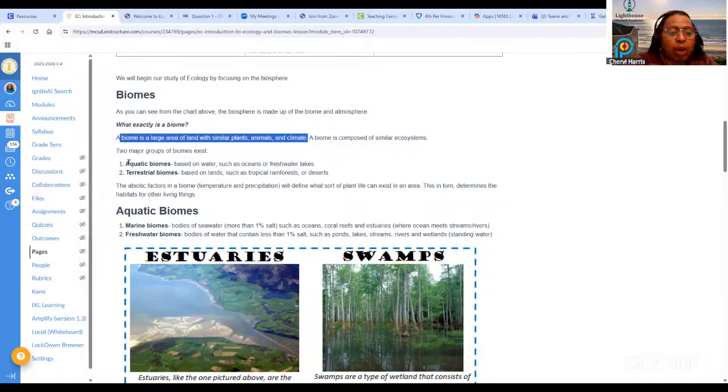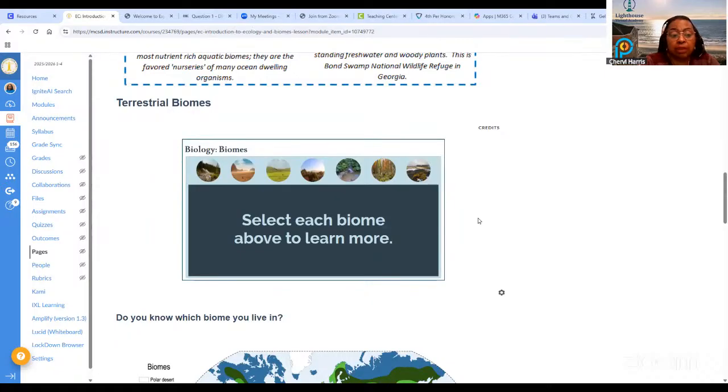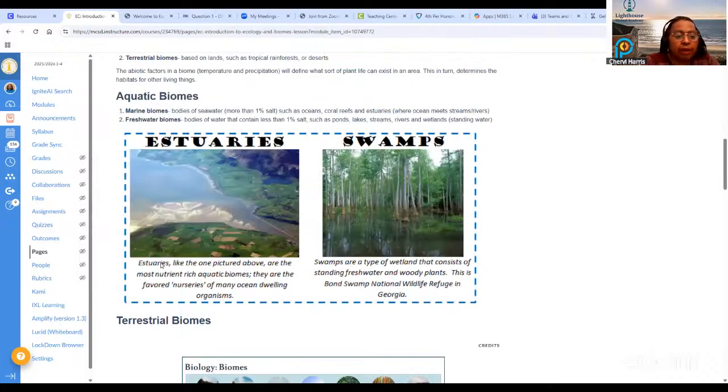The first one is called aquatic biomes, but there are different kinds of water. We have fresh water, we have ocean water, we have lakes and streams, we have estuaries. Okay, so we have estuaries. They are where fresh water at the mouth of a river sometimes leads into the ocean. You have a place where fresh water and salt water come together, and that is an estuary.